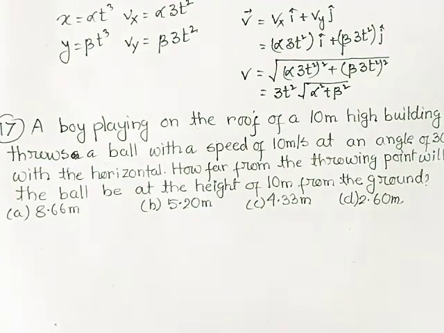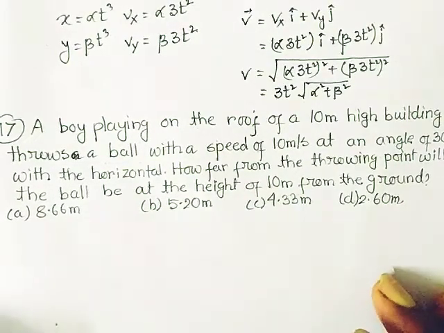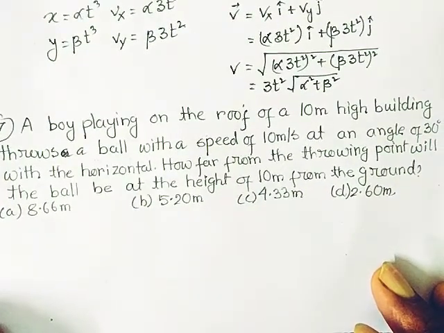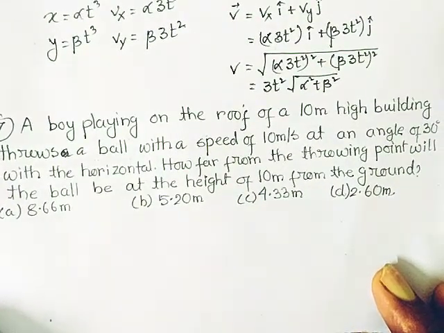A boy is playing on the roof of a 10-meter high building. He throws a ball with a speed of 10 meter per second at an angle of 30 degrees with the horizontal. How far from the throwing point will the ball be at the height 10 meter from the ground?